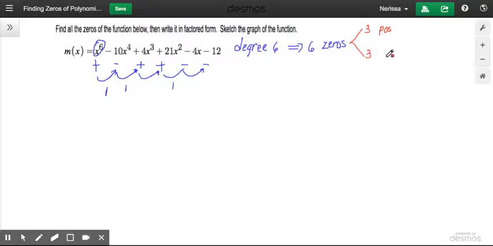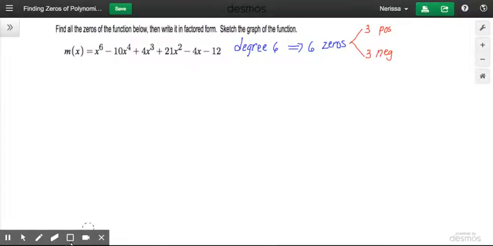So we will have 3 zeros left. So this will be negative. So again, since the degree is 6, there should be 6 zeros. And if we look at the sign changes, there are 3 sign changes. Therefore, there should be 3 positive zeros. The rest of the zeros, so the remaining zeros from the 6, should be negative. So we should have 3 negative zeros. Okay, so let's erase this.